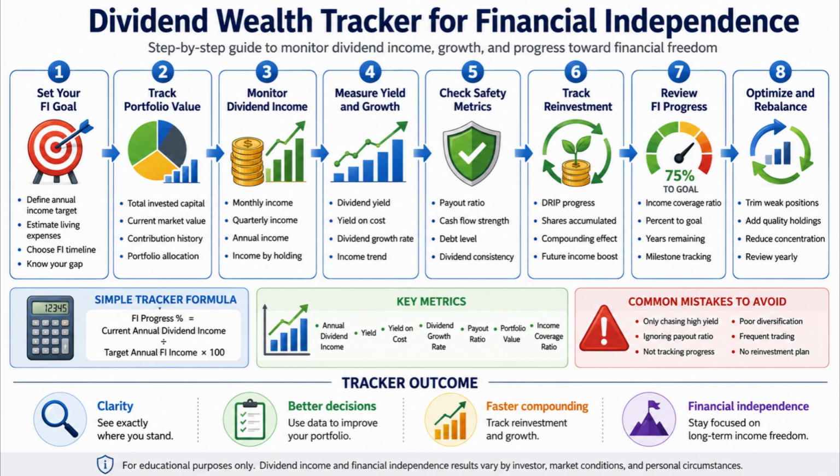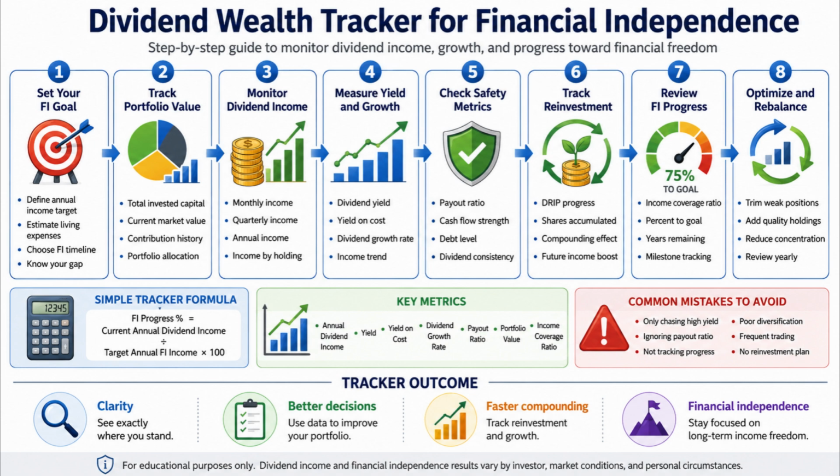Next, track dividend reinvestment. If you use a dividend reinvestment plan, record how much dividend income is used to purchase additional shares. Monitor the number of shares accumulated and the increase in future income created by those additional shares. Over time, reinvesting dividends may strengthen the compounding effect because more shares can generate more dividends, which may then purchase even more shares.